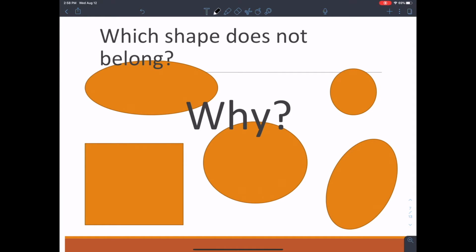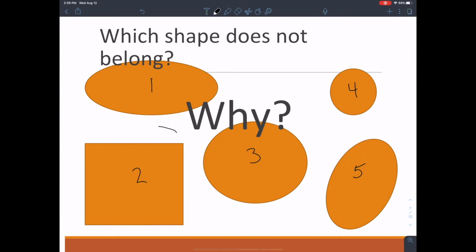So we're going to be looking at these shapes here and finding which one does not belong. For circles, we have 0 vertices. In this one, we have 4 vertices in our square. This one is going to be very easy. Which shape does not belong? Is it going to be 1, 2, 3, 4, or 5? Go ahead and pause the video and look at the vertices on every single one of these.